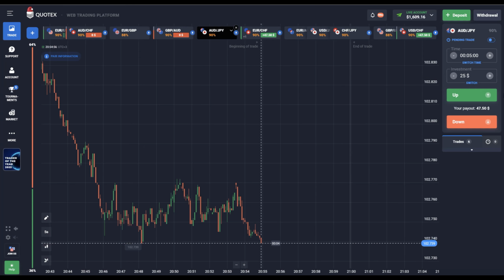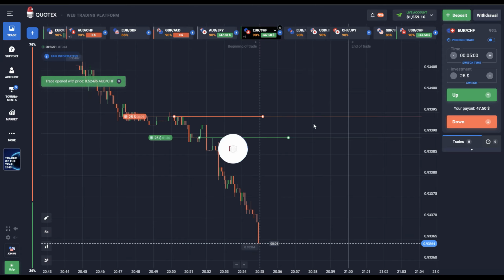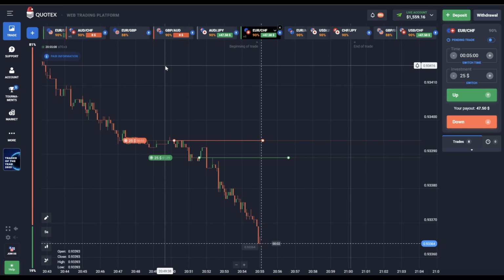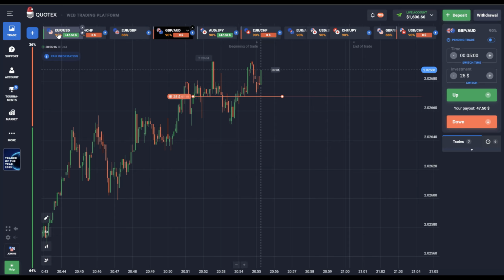Basically, the Australian dollar to Japanese yen can probably be duplicated actually. And the Australian dollar to Swiss franc can be duplicated too, euro to Swiss franc. The upper trade will close in profit, the lower one will close in loss. But here, yeah, here it's clear. The British pound to Australian dollar, it's unclear how that will close.